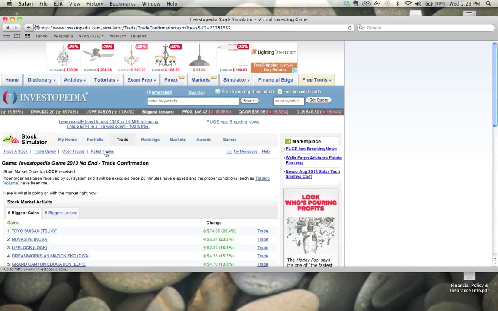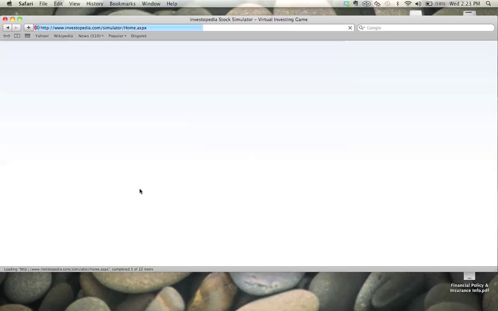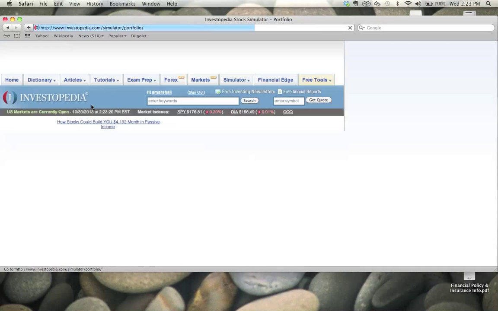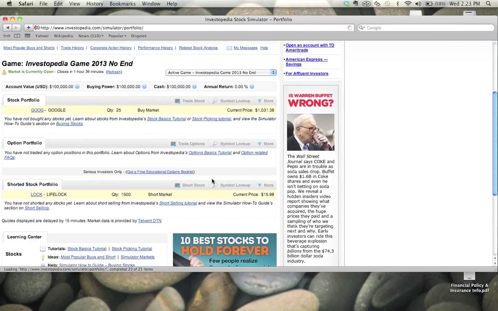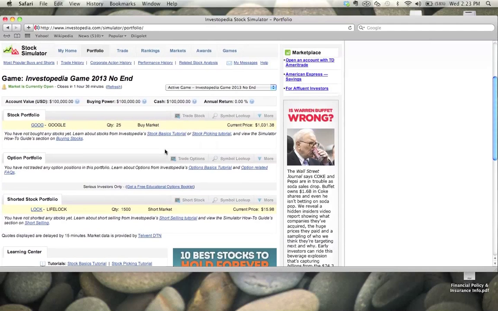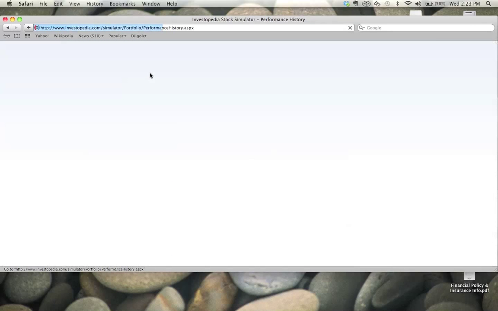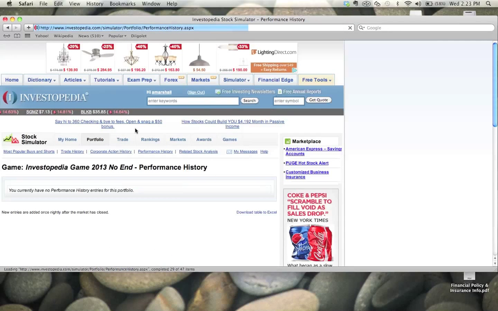And there you go. So now we can go back to our portfolio. You see we have one in our stock portfolio and one in our short sold portfolio. This is the one that we want the price to increase on, and this is the one we want the price to decrease on. Now you can also trade options in this, which again I will get to a little bit later. But that's pretty much the basics of it. I'll check back in a little bit, and I will see if anything's happened to these stocks. But obviously nothing is going to change too much in the short term. So we'll check back in a little bit and see how they've done.